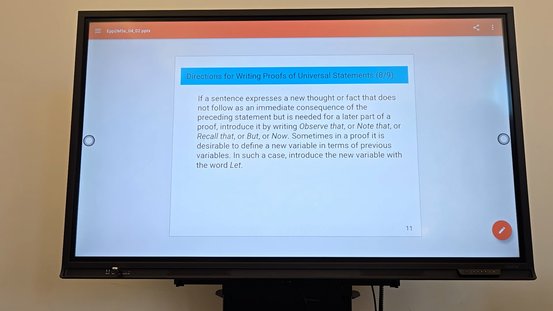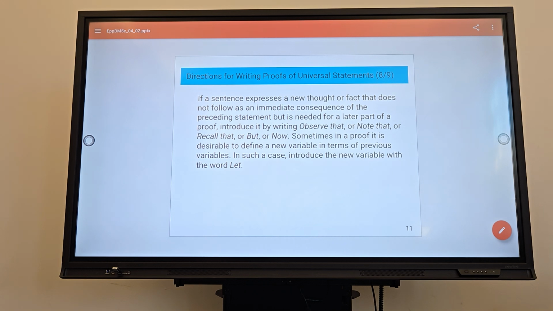Now, if you have a sentence that expresses a new thought that doesn't follow as an immediate consequence of the preceding statement, but is needed, introduce it by writing observe that, or note that, or recall that.